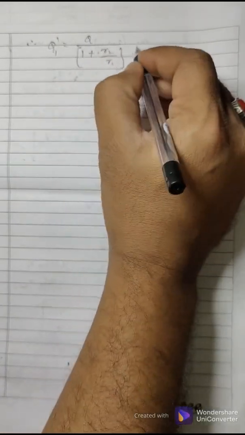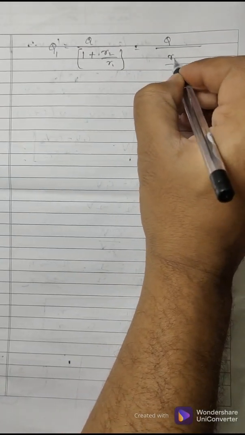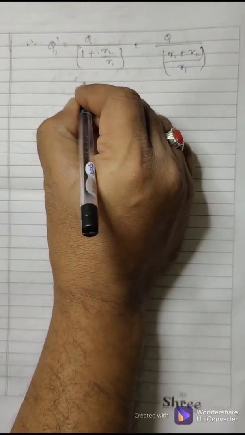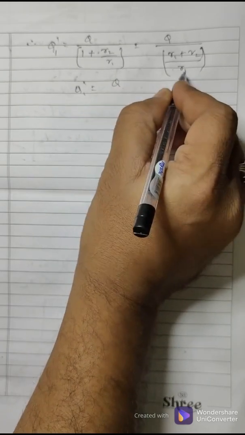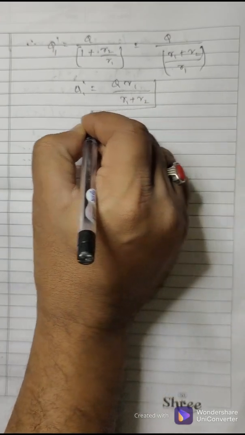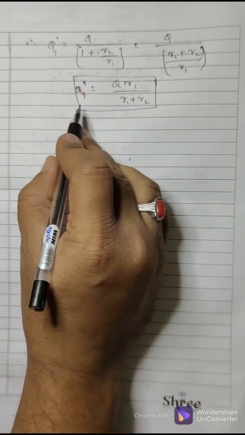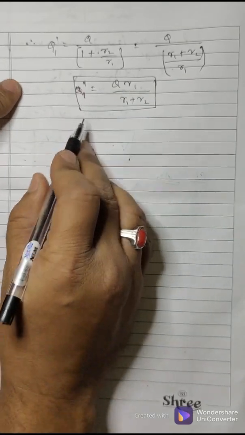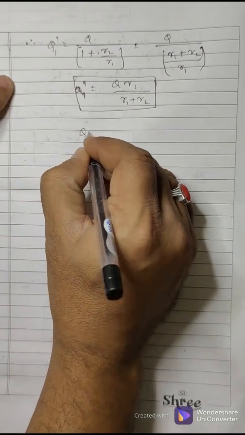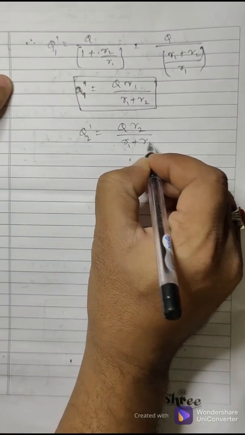This implies Q divided by, if I take the LCM, R1 plus R2 by R1, which will go up. Therefore Q1' equals QR1 by R1 plus R2. So this is the charge after connecting the wire on the first sphere. Similarly, for the second sphere we get Q2' equals QR2 by R1 plus R2.